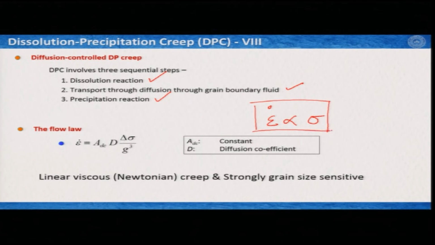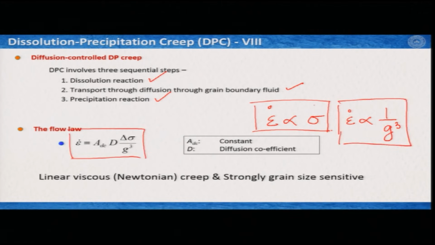So, this is linear. The flow is Newtonian, we can clearly see from the equation. And what is important is that strain rate is inversely proportional to grain size, and that even to the power of cube. So, that means it is extremely grain size sensitive. That means the lower the grain size, the faster the dissolution precipitation creep would happen.